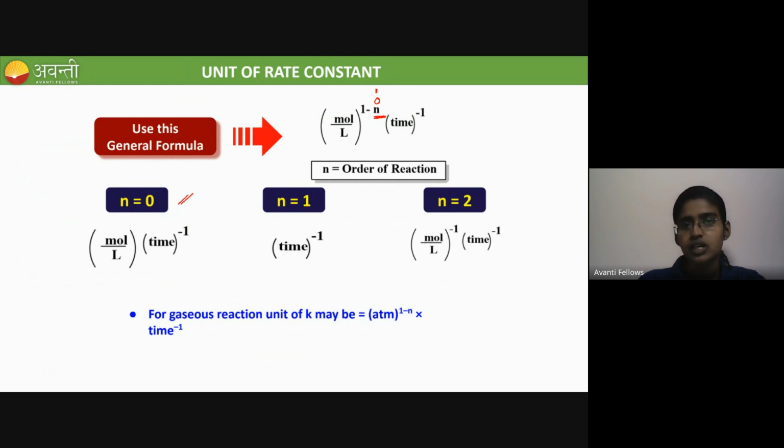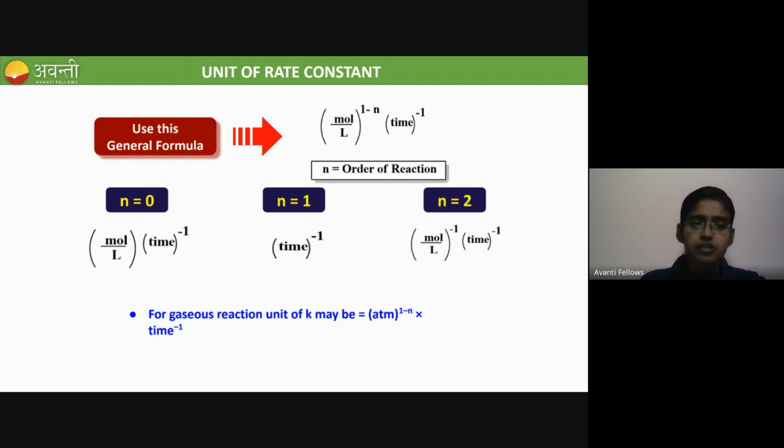If you put n as 2, it will be minus 1, right? So mole inverse, liter, time inverse will be the unit of rate constant for a second order reaction. Like this, we can substitute 3, 4, 5, and we can get the corresponding unit for the rate constant. Okay.